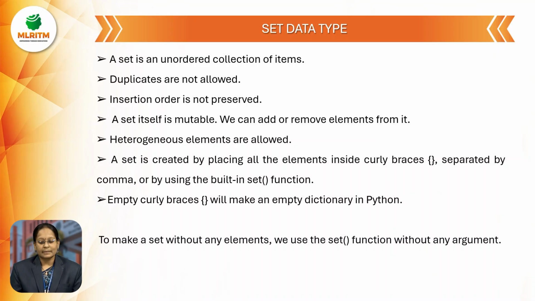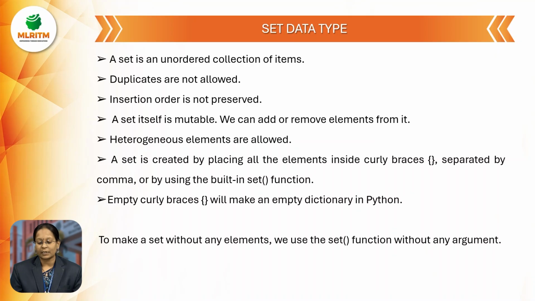Set data type. A set is an unordered collection of items. In this, the elements are unordered. When we are printing the elements of the set, it does not maintain the order. In a set, duplicate values are not allowed. And a set is a collection of heterogeneous elements. We can take set elements as different data types. A set itself is mutable. We can add or remove elements from it. So heterogeneous elements are allowed here.